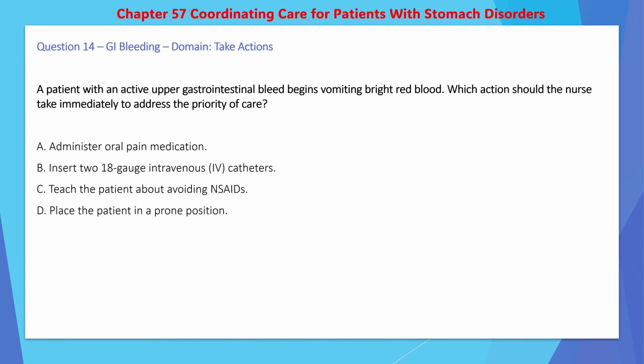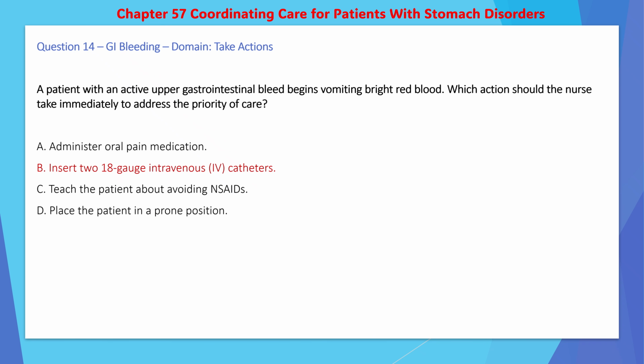Earlier in the chapter, I had that picture and I explained the priorities, who goes first and what to do. In this question, we have: A, administer oral pain medication. B, insert two 18-gauge intravenous catheters. C, teach the patient about avoiding NSAIDs. D, place the patient in a prone position. So you need to take action. What is the priority of care?